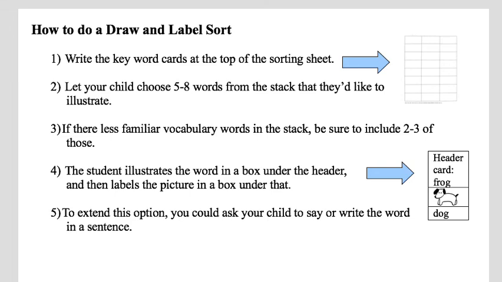So to do this, this child would choose a word, illustrate the word, and label the picture with the spelling of the word. You could also extend this by asking your child to verbally say a sentence using that word, or write the word in a sentence if they are ready for that. I would also encourage you to use these words in your everyday conversation with your child.